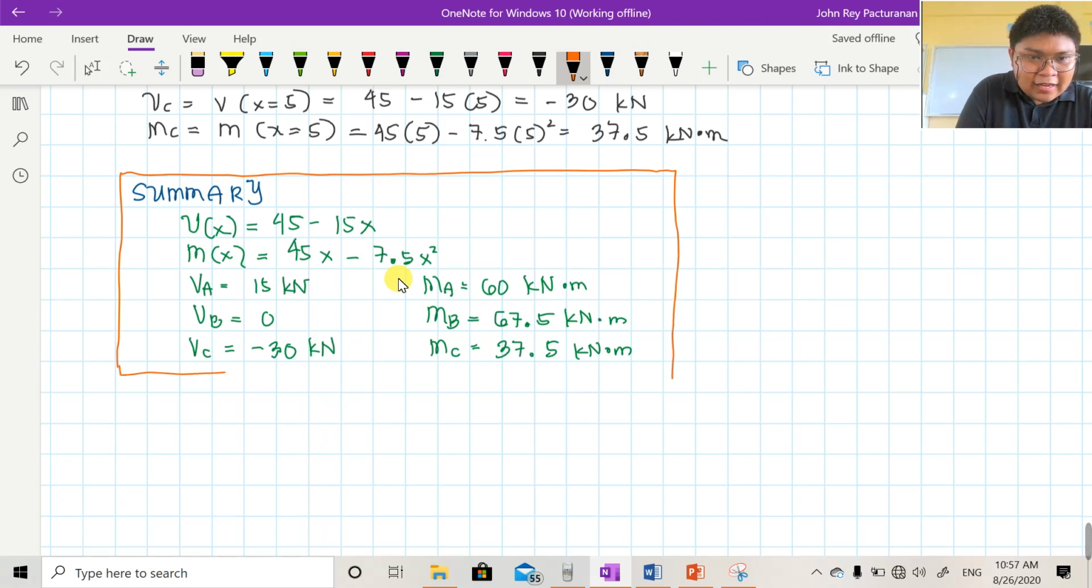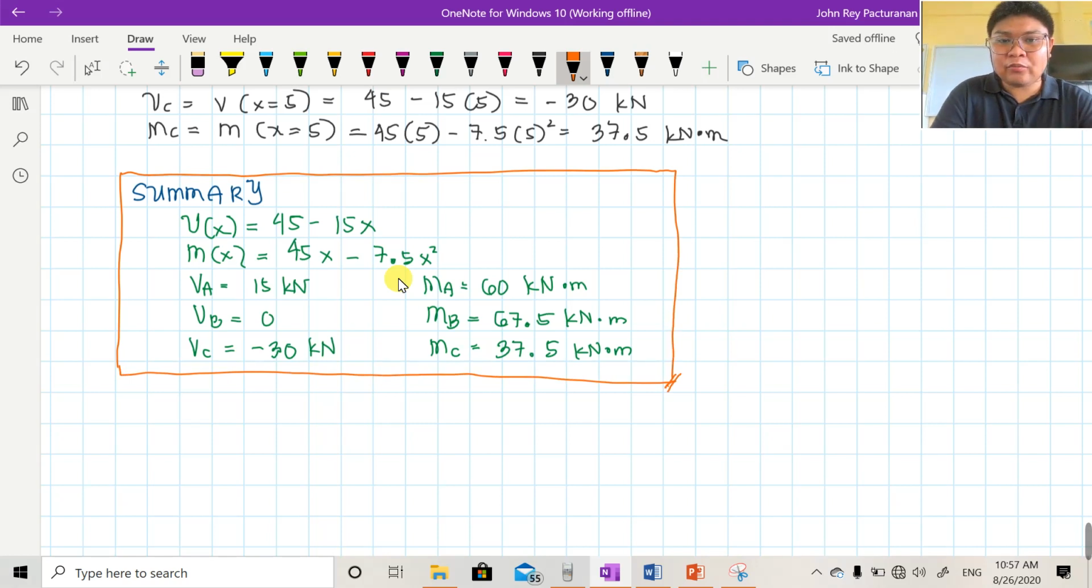And that's it. I hope you understood our example in this video and I hope you got the concept, class, of the shear and moment function. Just remember, when we say shear and moment function, it is literally just a mathematical equation that represents the values of shear and moment at a distance x from the left support.